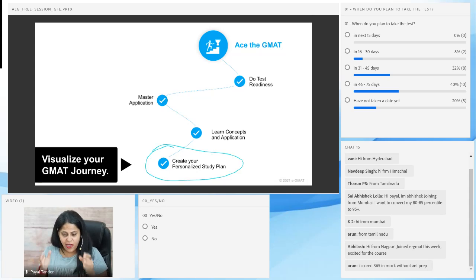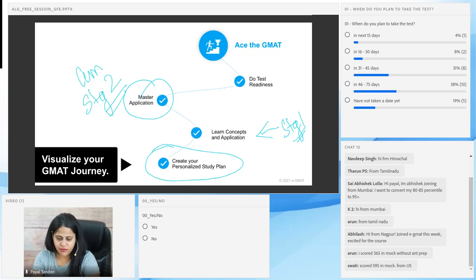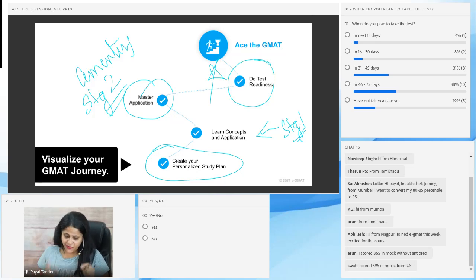That's what we're going to do, and that takes about 10 minutes once you've taken a mock test. So I'm going to tell you that. Then the next thing is you learn concepts and application, which is what we call stage 1 of learning. Again, this is e-GMAT lingo. Then you master application, which is what we call stage 2 of learning, another term for cementing. Then you do test readiness, and again, a very, very critical step.